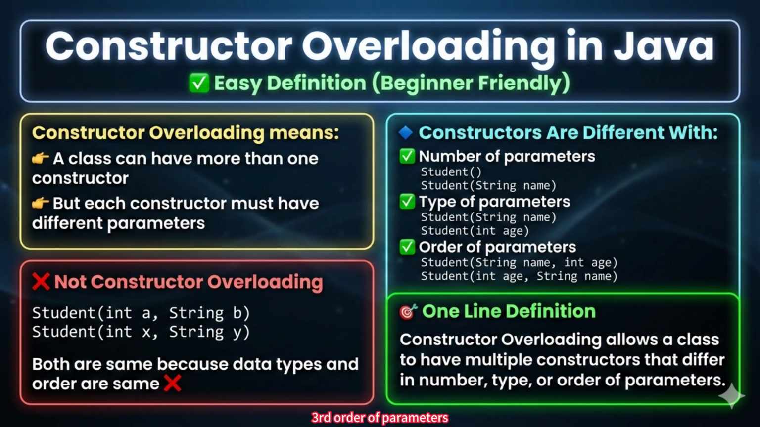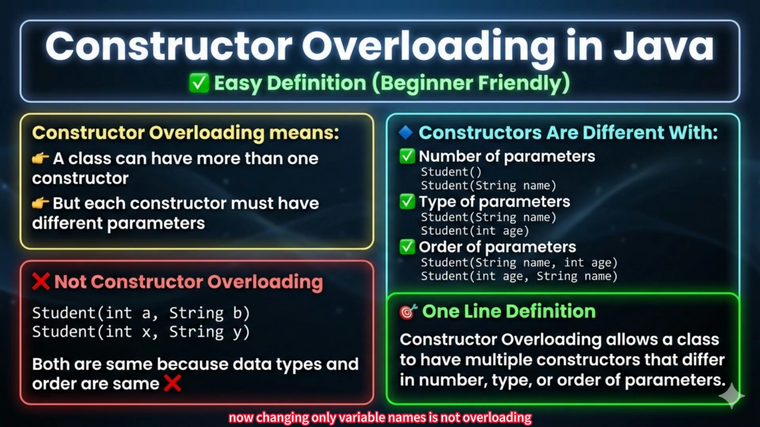Third, order of parameters. Example, Student(String name, int age) and Student(int age, String name). Here, the data types are the same, but the order is different. So yes, this is also valid constructor overloading.